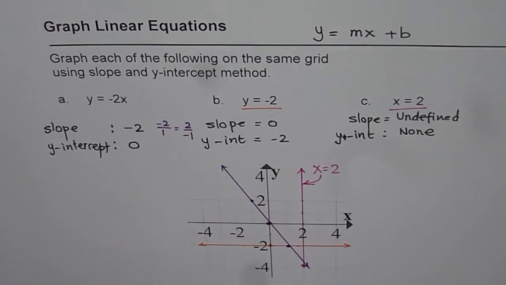Right? So that is how we can sketch these very special lines. Remember, a vertical line cannot be written in slope-intercept form since the slope is undefined, correct? I hope this exercise helps you to understand better how to graph linear equations. Thank you and all the best.